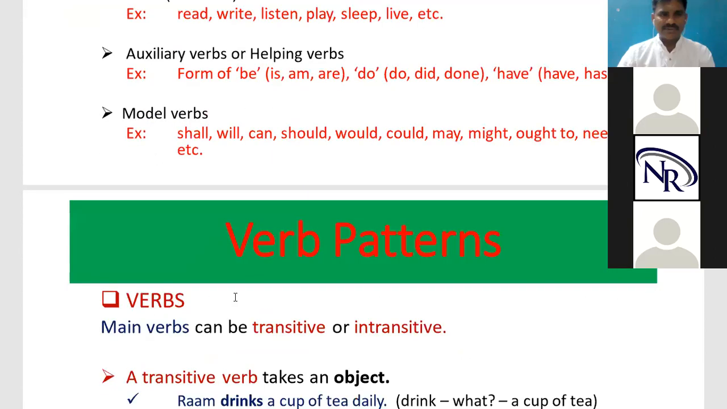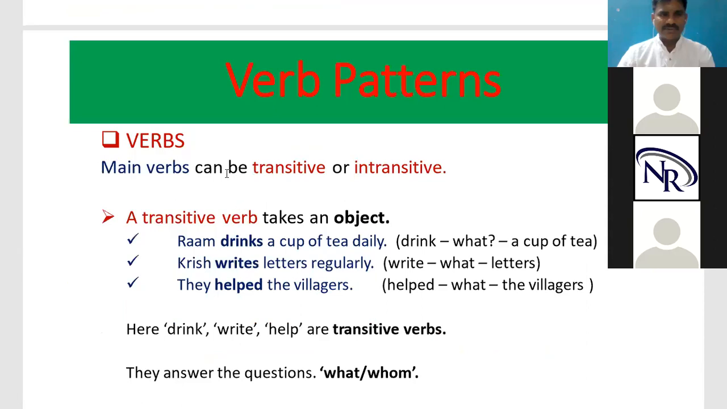Next, focus on main verbs. Main verbs can be transitive or intransitive. As you know, in first year also we have discussed transitive verbs and verb patterns in first semester. Main verbs, meaning action verbs, can be transitive or intransitive. What is transitive? What is intransitive? We have done many examples.